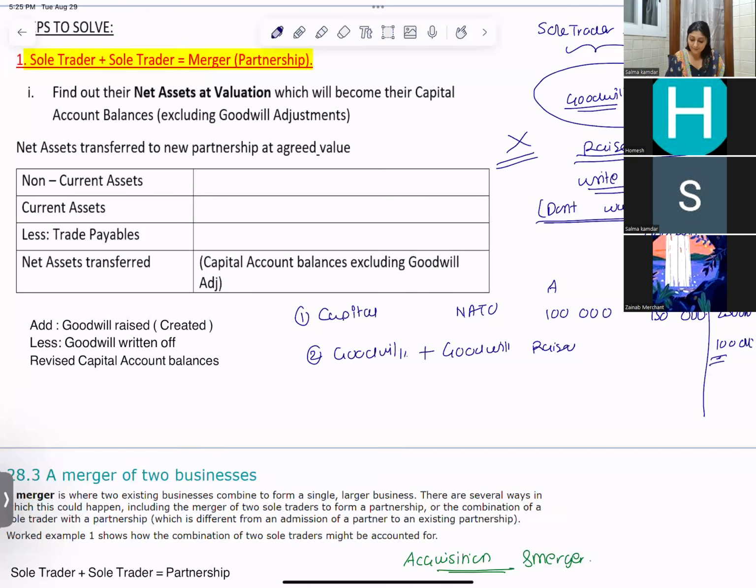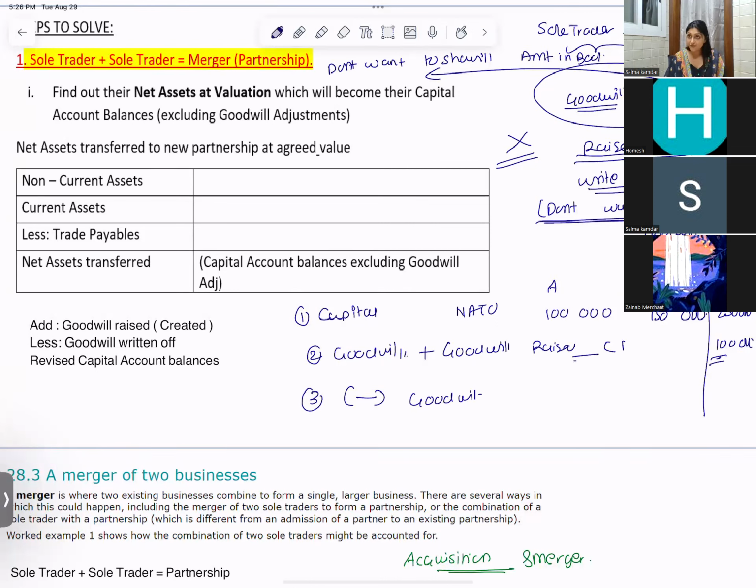And after that, if the partners decide that they don't want to show the goodwill amount in the books, what you can do is raise the goodwill, and third thing, you will minus the goodwill. When you add, it is called goodwill raised, and when you minus the goodwill amount, it is called goodwill written off. So you will minus the goodwill amount and then again you will get 250,000.